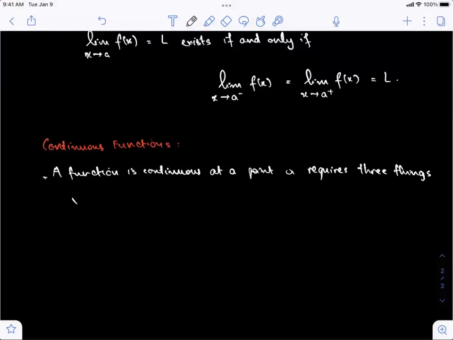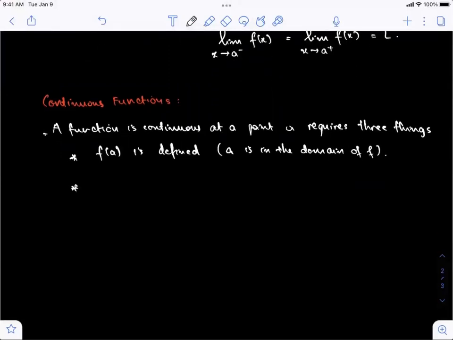The first one is that f of a is defined, or the evaluation of the function at a is defined, or a is in the domain of f.